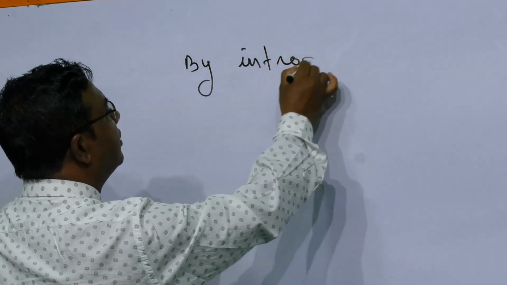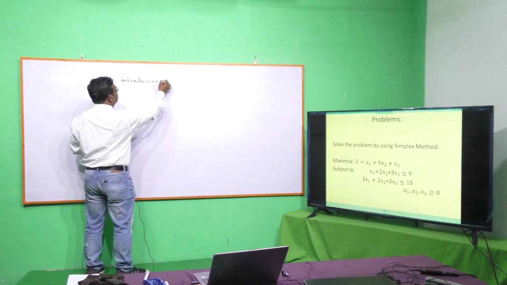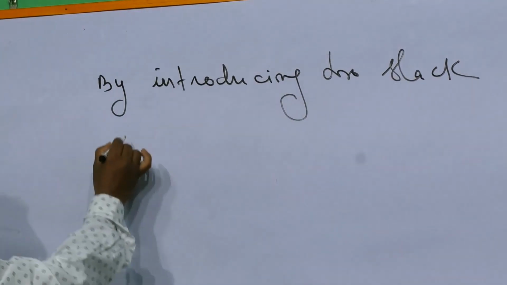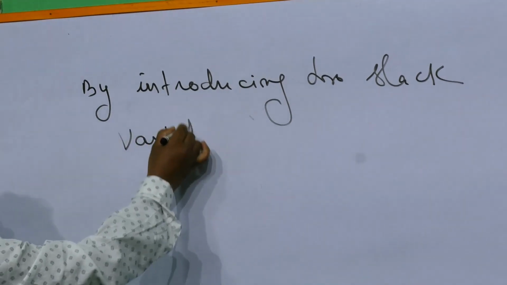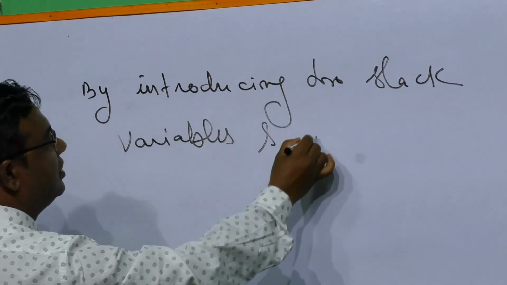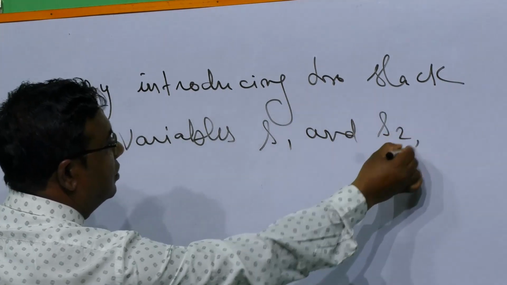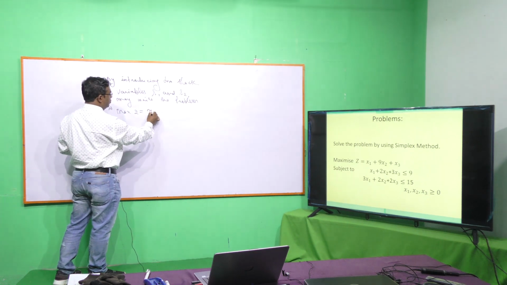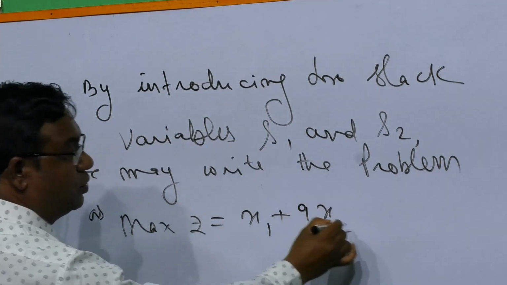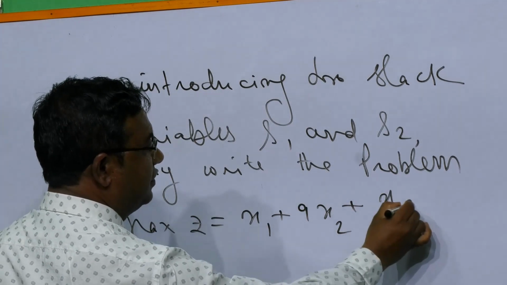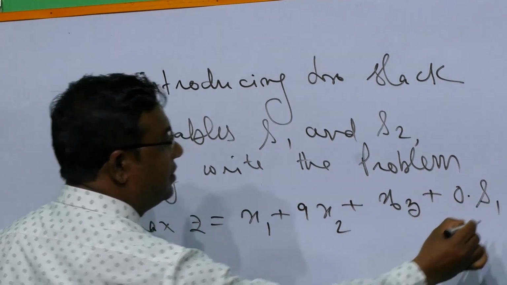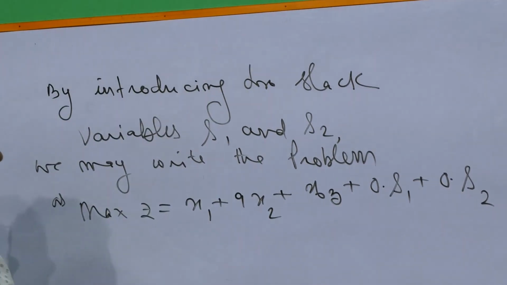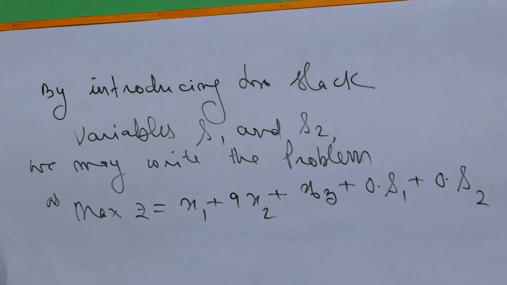By introducing two slack variables, say S1 and S2, we may write the problem: maximize z = x1 + 9x2 + x3 + 0·S1 + 0·S2. The coefficient of the slack variables will be 0.